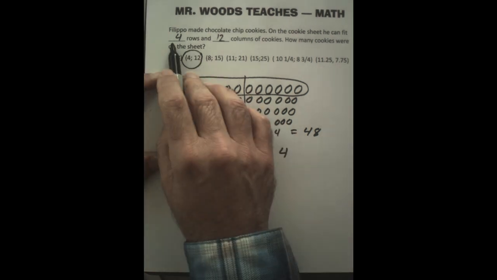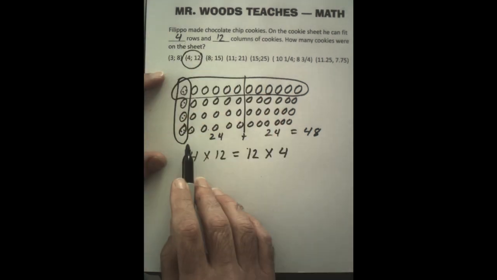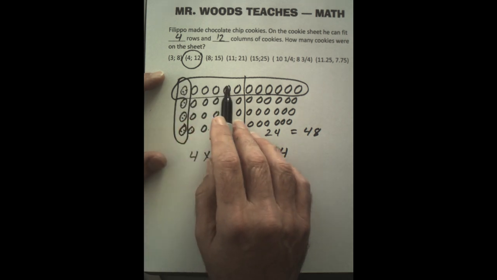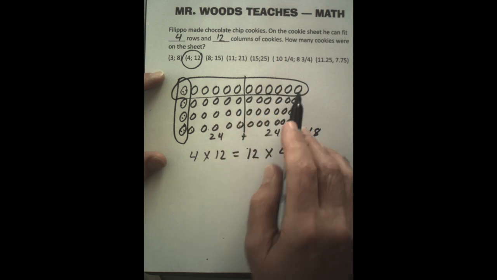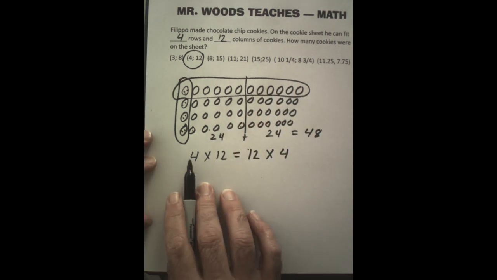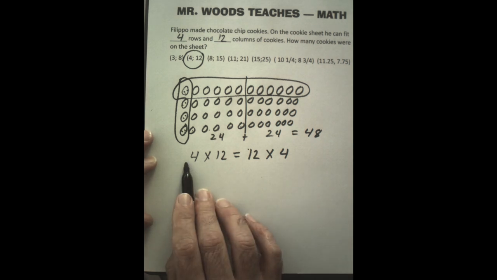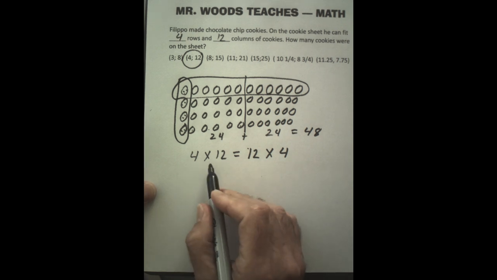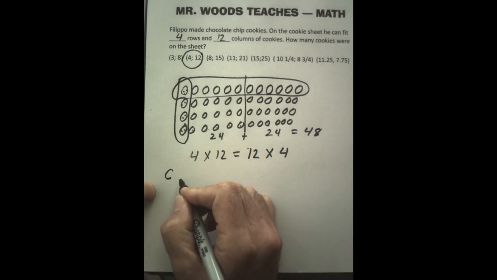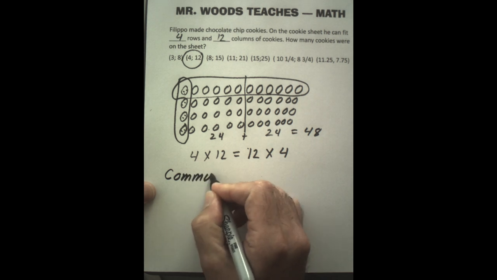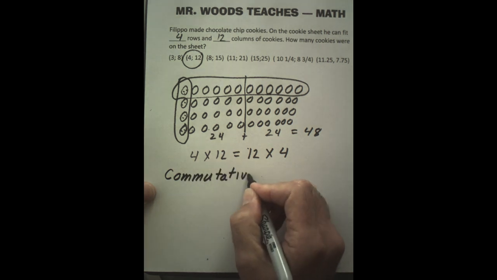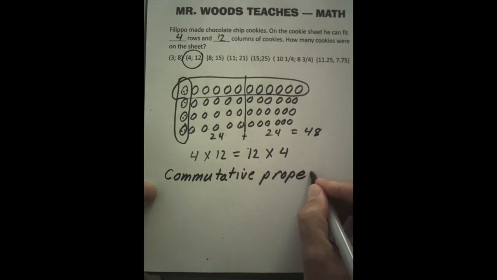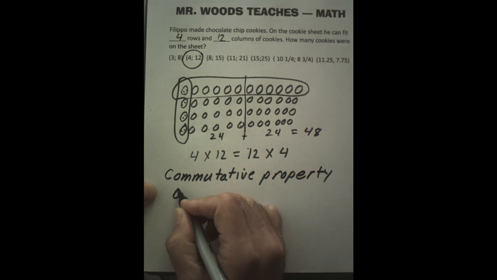So we have, it was quick and easy, 4 rows and 12 columns. So I have my rows 1, 2, 3, 4, columns 1, 2, 3, 4, 5, 6, 7, 8, 9, 10, 11, 12. I showed you the math behind this. If you didn't catch me on this, I didn't explain that this 4 times 12 is equal to 12 times 4. That's called the commutative property of multiplication.